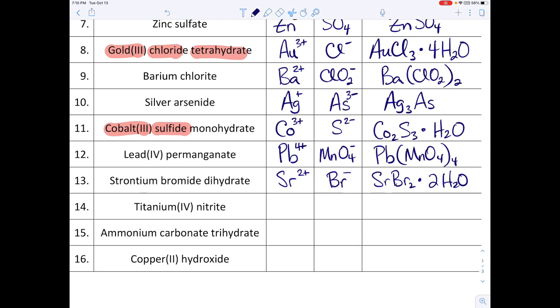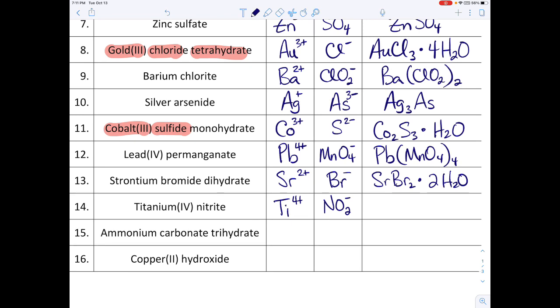Number 14, titanium(IV) nitrite. So titanium is Ti. It's a transition metal. Its charge is 4 positive because it's a type 2 cation. They've told us the charge with the Roman numeral. Again, that's called the stock system. Nitrite is a complex ion. Now I've memorized that nitrate is NO3 negative. Then nitrite, with the ite, would have one less oxygen atom. It's just NO2 negative. Or you could just look that up on page 6 of your data booklet.